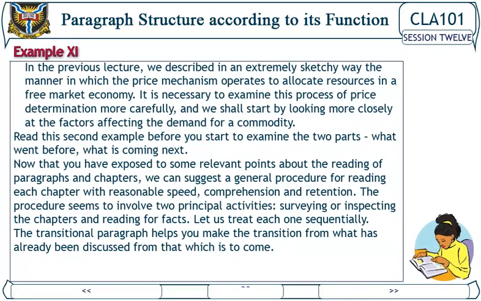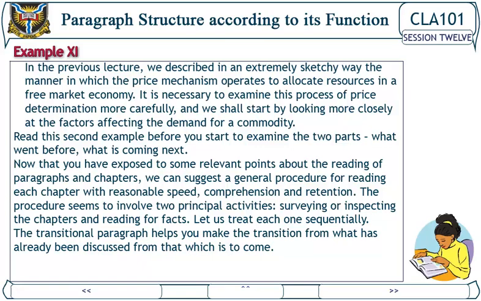Example 11. In the previous lecture, we described in an extremely sketchy way the manner in which the price mechanism operates to allocate resources in a free market economy. It is necessary to examine this process of price determination more carefully, and we shall start by looking more closely at the factors affecting the demand for a commodity. Read the second example before you start to examine the two parts. What went before? What is coming next?